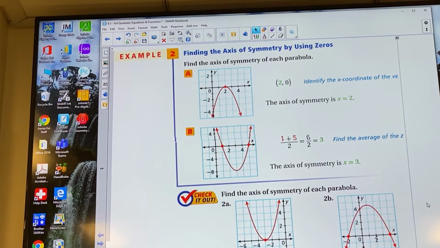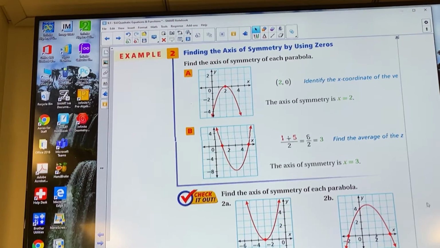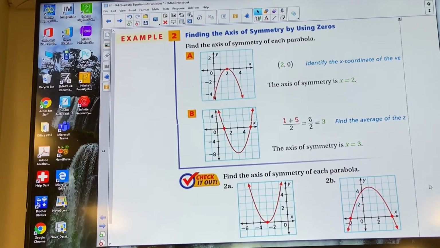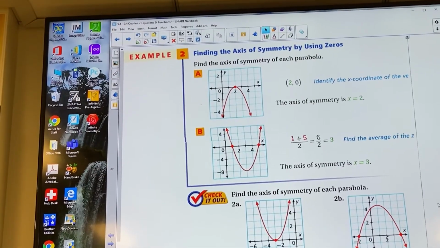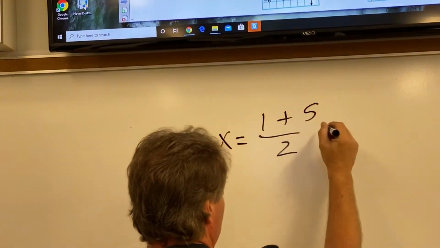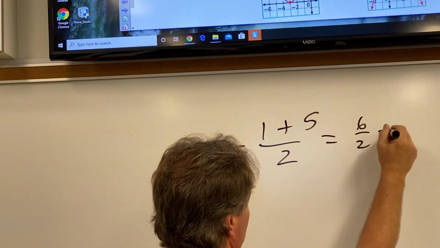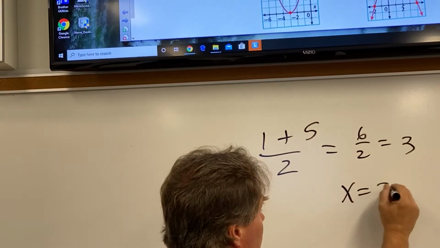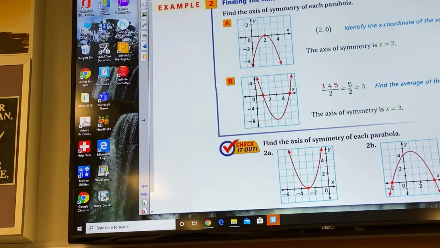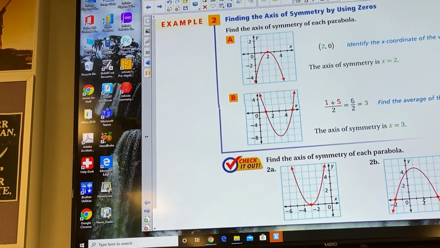So I'm going to take the average of 1 and 5. How do you do that? Add them up, divide by 2. It's just going to be 1 plus 5 divided by 2. That's going to be x, right? That's going to be 6 over 2 is 3. X equals 3 would be the axis of symmetry of this parabola right there, okay?